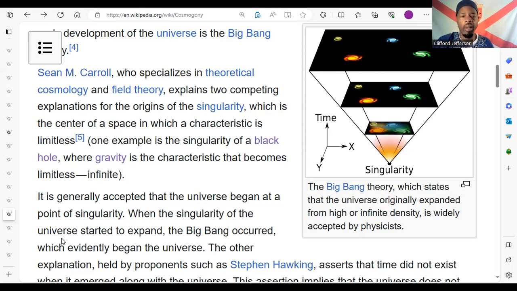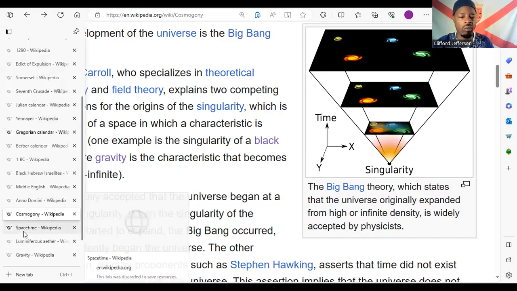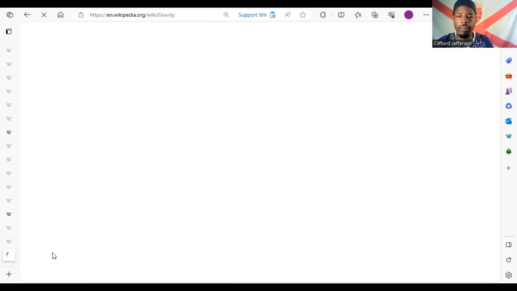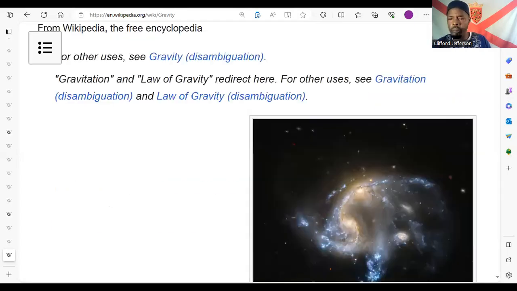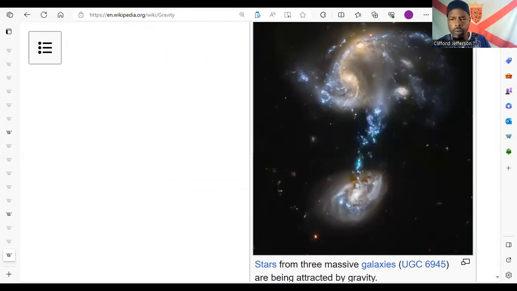How do we know that? It says that one example is the singularity of a black hole where gravity is the characteristic that becomes limitless or infinite. This is very important because now you're dealing with what we call gravity. Because it said gravity, didn't it? Everything is subject to the gravitational pull, which we call a vacuum.